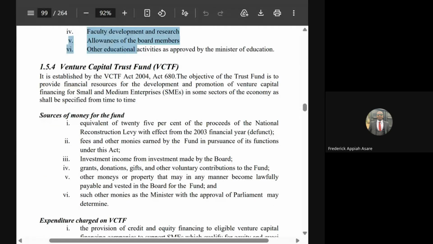We also have the Venture Capital Trust Fund, and it was established by the Venture Capital Trust Fund Act 2004, Act 680. The objective of the trust fund is to provide financial resources for development and promotion of venture capital financing for small business enterprises. So small businesses usually take money from this fund to sponsor some of these small businesses so that they can serve us very well. So there are some services that the government will intentionally give to small businesses to serve. And when they give it to them, they usually want to sponsor them in delivering something.